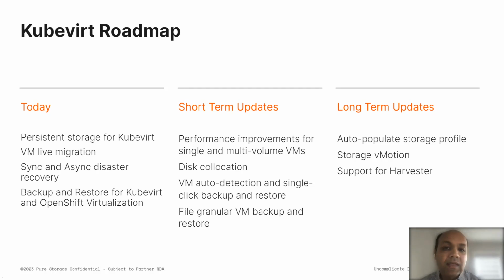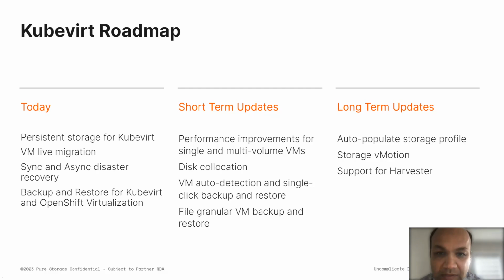You can go in, use Portworx Enterprise 3.1 or PX Backup 2 and be able to use all of that functionality. In the upcoming 3 to 6 months, what we are looking at is some improvements around performance based on some initial feedback, both for supporting single and multi-volume VMs. We've had both use cases, and as more and more customers adopt it, we do think there are areas where we can optimize and make that better. Next is disk co-location. That's something which is required as part of the VM workflow. We'll be supporting that. Then finally, we are also doing auto detection for file-based granular VM backup and restore, and auto detection for single click backup and restore.